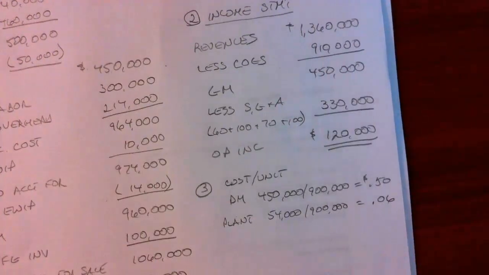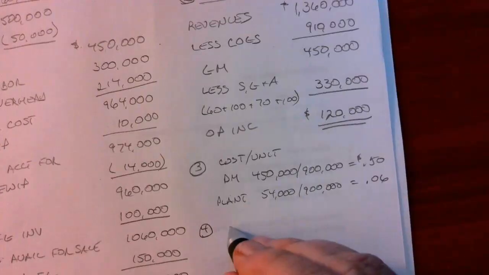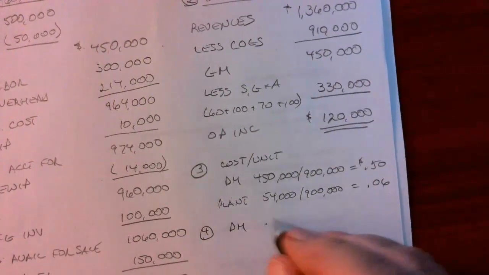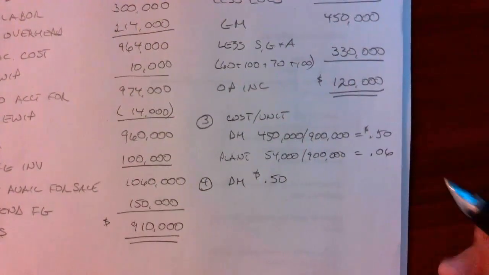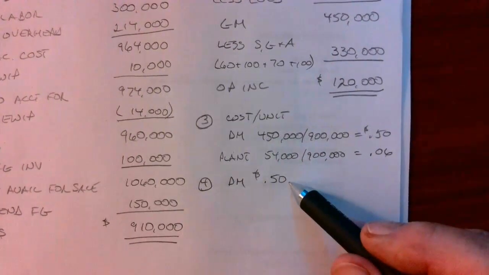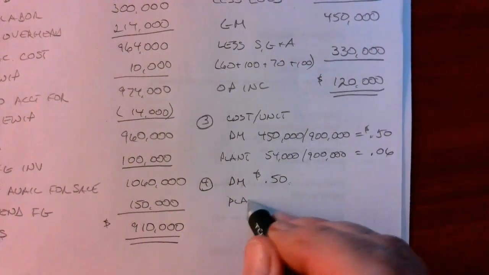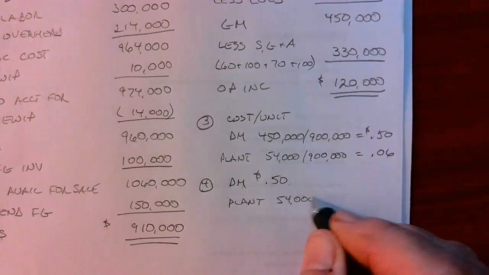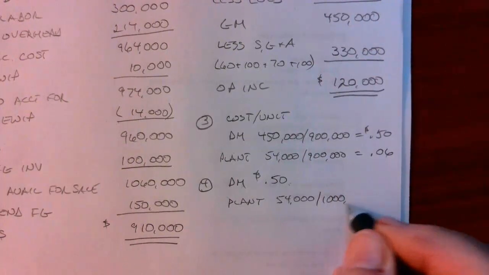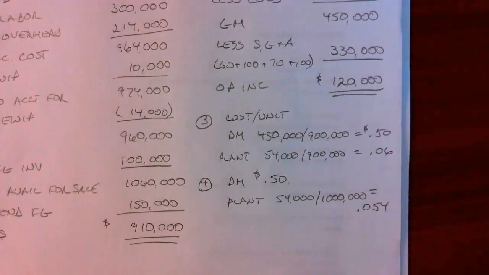Okay? The next one, 4, says, well, what if instead of having 900,000 units, now we've got 1,000,000 units? Then my direct material would still be 50 cents a unit, because variable cost is the same per unit, right? The variable cost per unit isn't going to change. It'll change in total, but per unit it won't. All right, and then plant costs, these will change though. Plant is going to be 54,000 divided by 1,000,000. That gives me 0.054. So it's decreased a little bit.